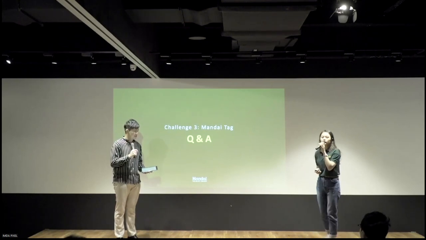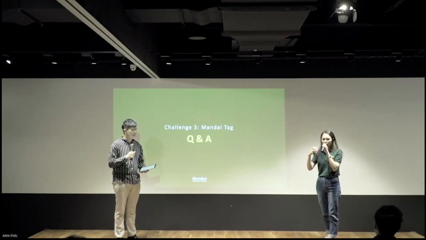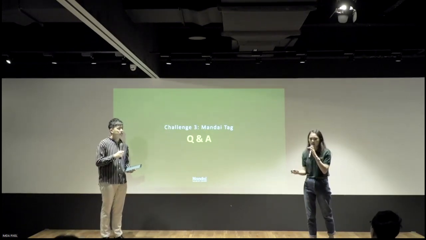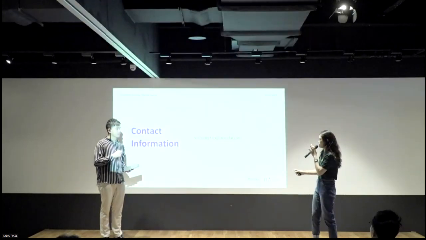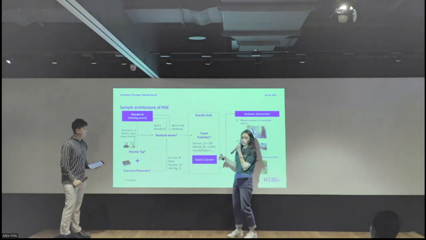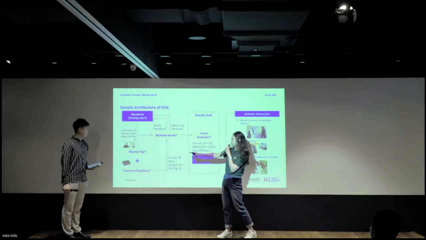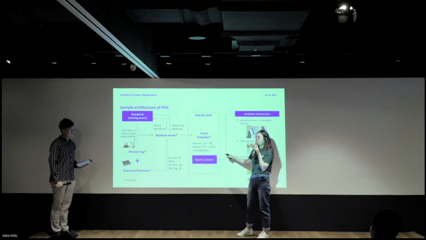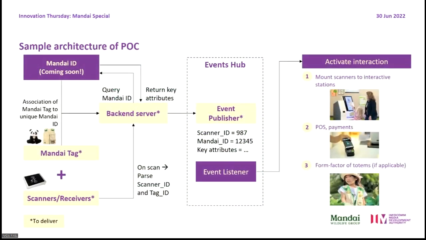Yes. Okay. Thanks for the question. Because I'm not a technical person, I may not be able to explain to you specifically, but what we would like to see is, let me just go. Yeah. So what we wanted for the deliverables would be the tag, the receivers, the backend server, and the publisher itself. So you would need to help us understand what are the individual components, like which tag, which scanner, which receiver. I'm not very sure about the technicalities.